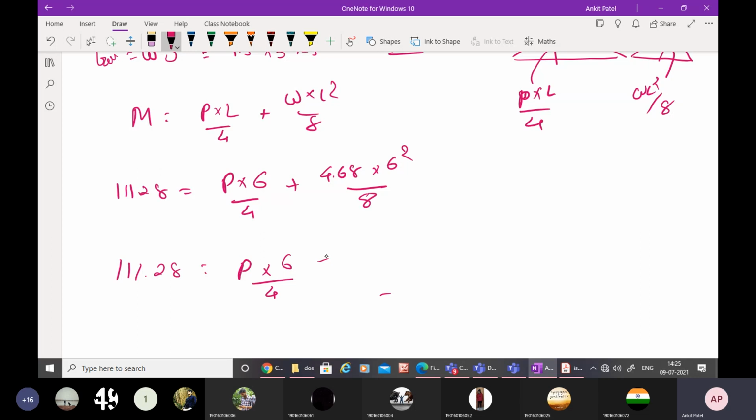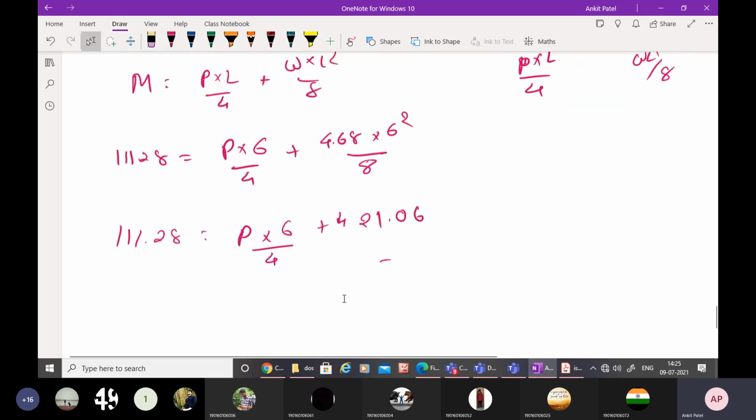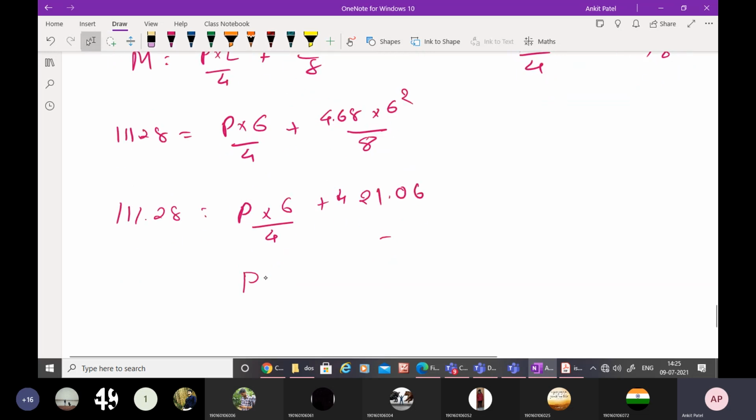So what is the answer? Plus 4.68 into 6 square, so 4.68 into 6 square divided by 8. So this is 21.06. Now we need to calculate the value of this. So just give me the answer. What is the value of P? 60.08 is your answer. Clear?